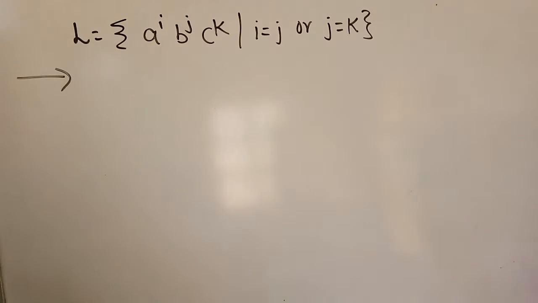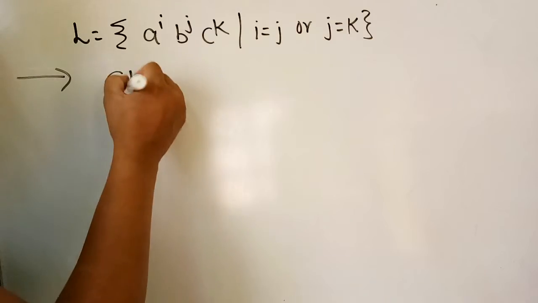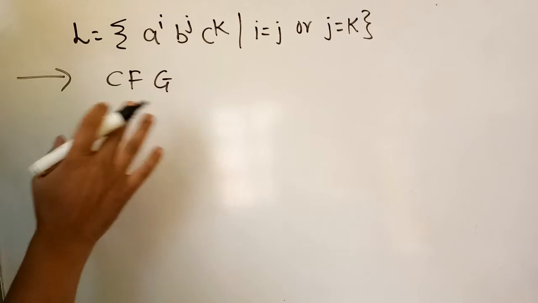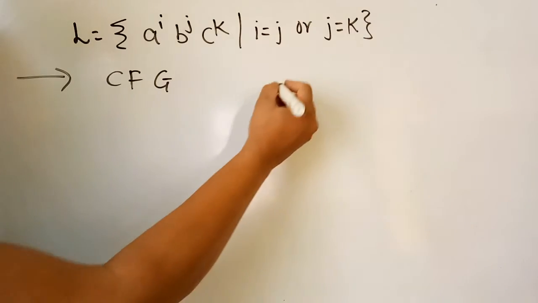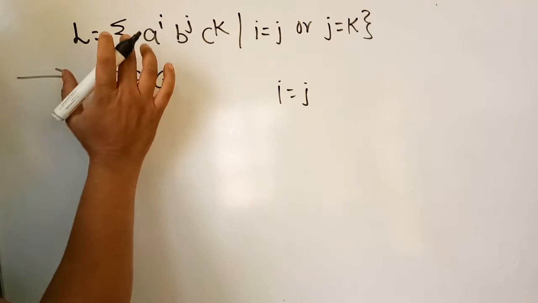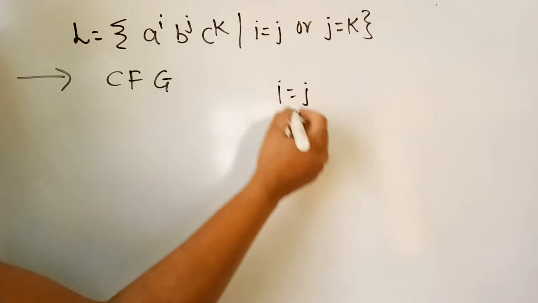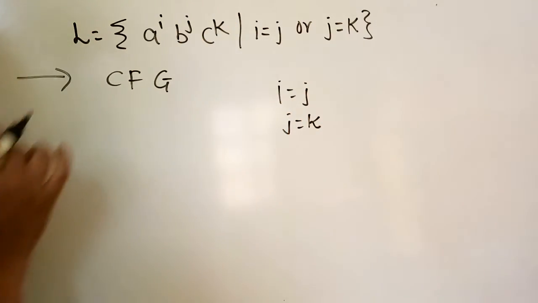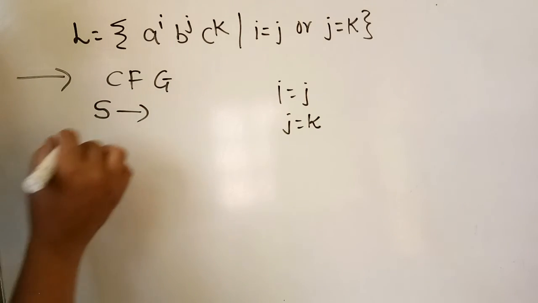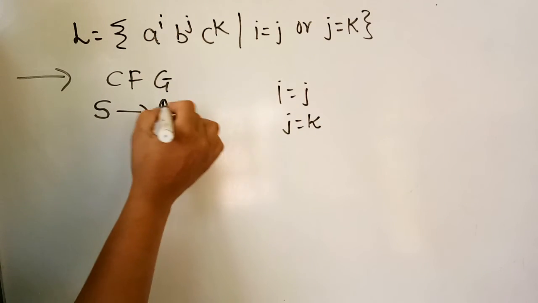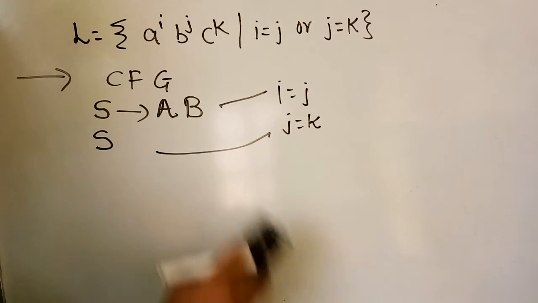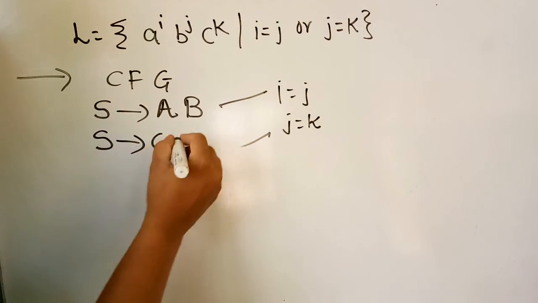Consider this language for which we will find out the context-free grammar. Here, I equals J and J equals K, in an or condition. First of all, for I equals J, we will write that here it is an equal number of A's and B's, and for J equals K, it is nothing but an equal number of B's and C's. So for it, we will take for an equal number of A's and B's a production rule like AB, and for an equal number of B's and C's, we will take a production like CD.